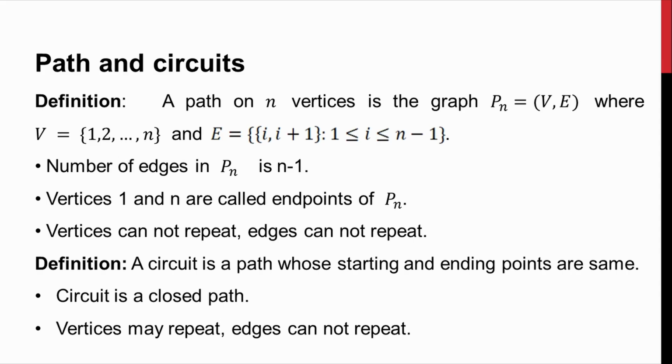The second definition is about circuits. Traversing a graph such that no edge is repeated but vertices can be repeated, and that is closed, is called a circuit.